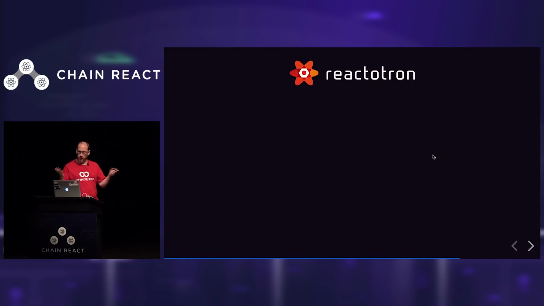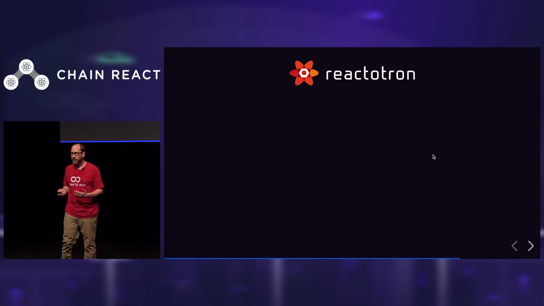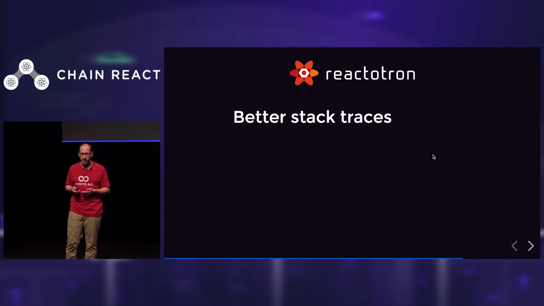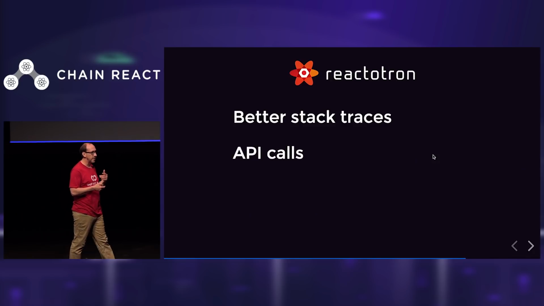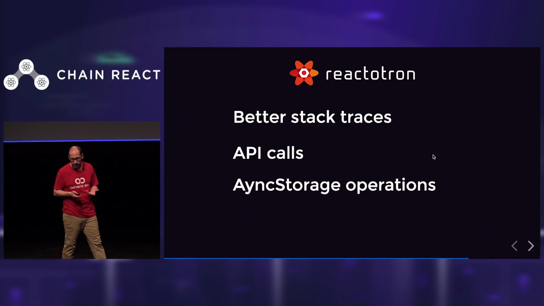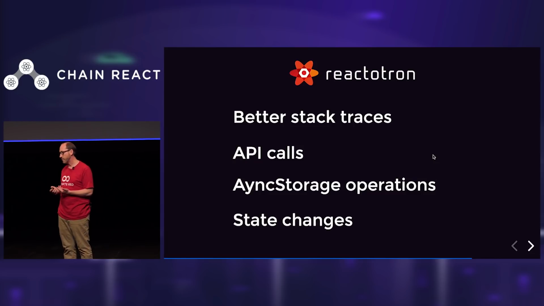So that was kind of a whirlwind tour of the major features. But what I hope you were able to see is that with just those few lines of configuration, you instantly got access to all kinds of things going on in your app. You see better stack traces, particularly if they're asynchronous. You get to see details of API calls. You get to see what's going on with your async storage. You get to see what's going on in your store and all of the actions that get fired.